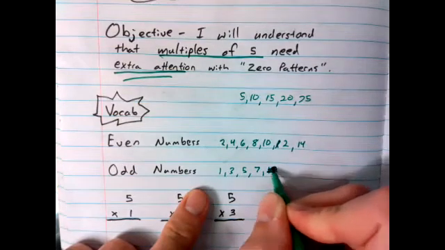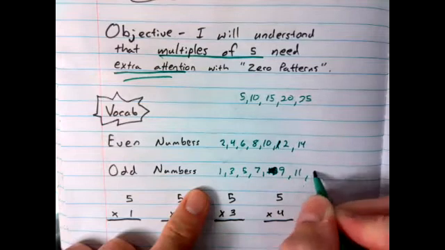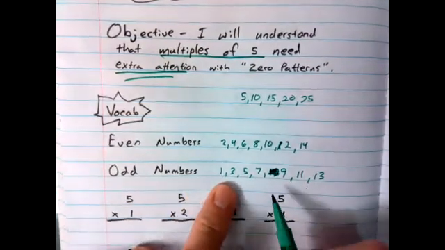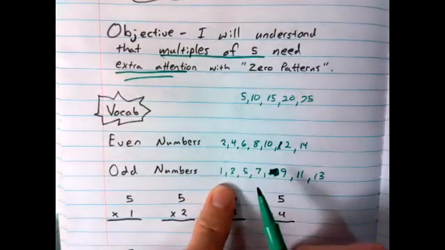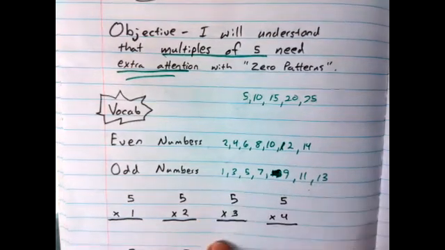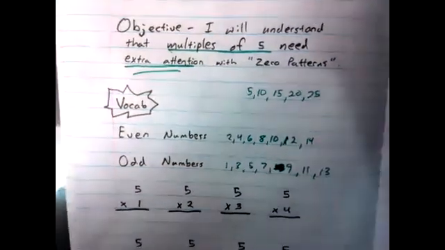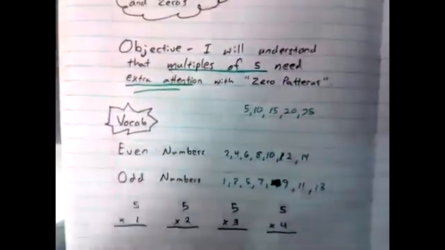11, 13. So odd numbers, typically they are only divisible by the number 1 and themselves. All right. Let's get this started with a quick little warm up.